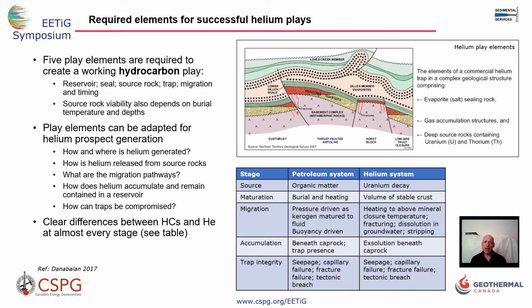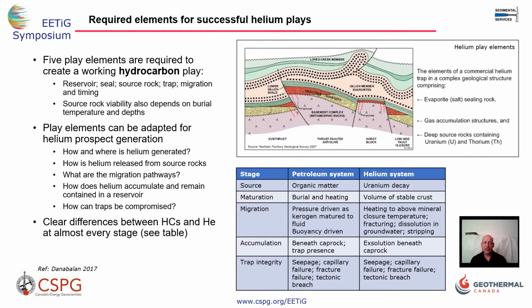So what are the required elements for successful helium plays? Well, we know from hydrocarbons that you need 5 play elements to create a working hydrocarbon system. And these are the reservoir, the seal, the source rock, the trap, and suitable migration and timing. And the source rock viability also depends on the burial temperatures and depths. So we can adapt these play elements for helium prospect generation.